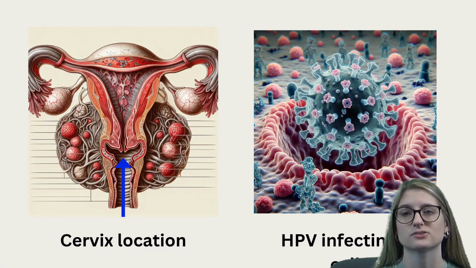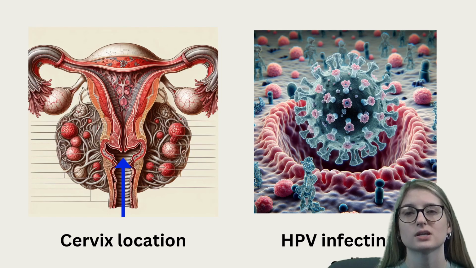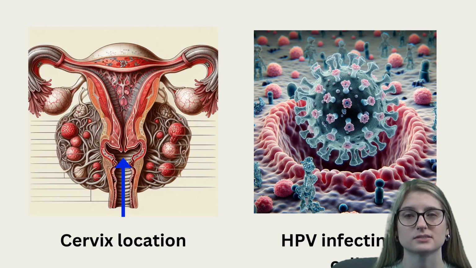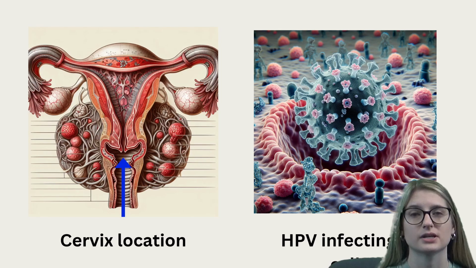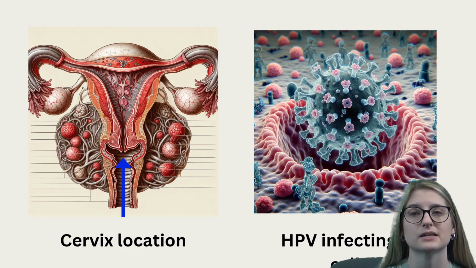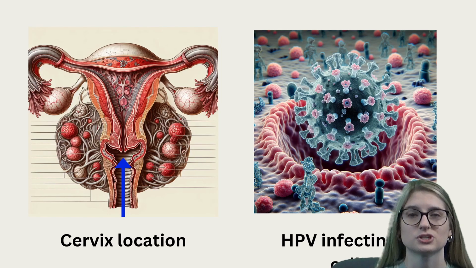Cervical cancer is cancer that begins on the surface of the cervix, which is the lower part of the uterus that connects to the vagina. HPV infections cause almost all cases of cervical cancer. Oncogenic HPV contributes to the genetic changes in healthy cervical cells that disrupt the cell cycle machinery.